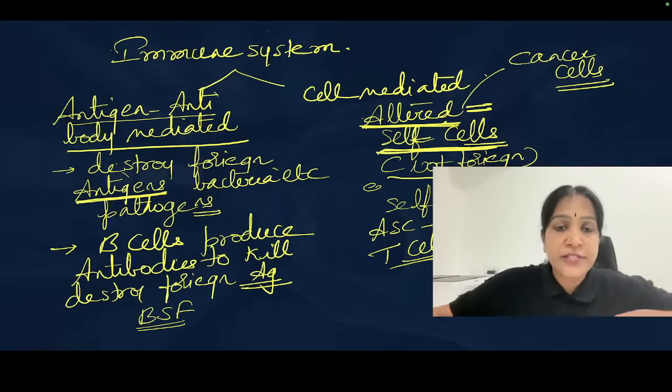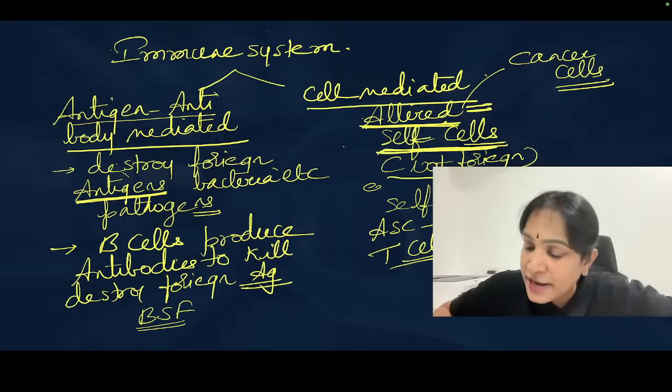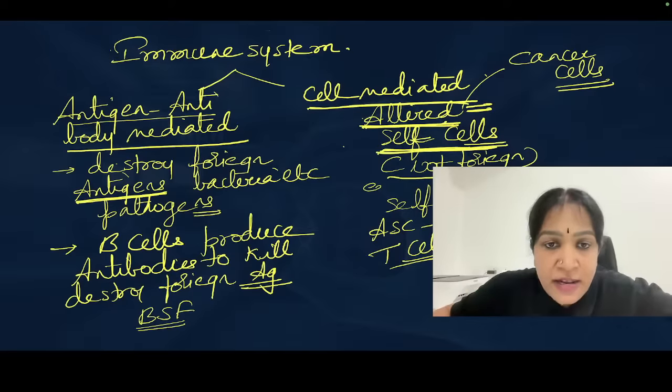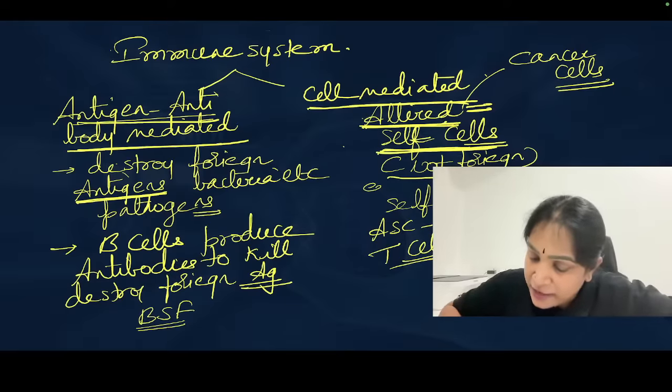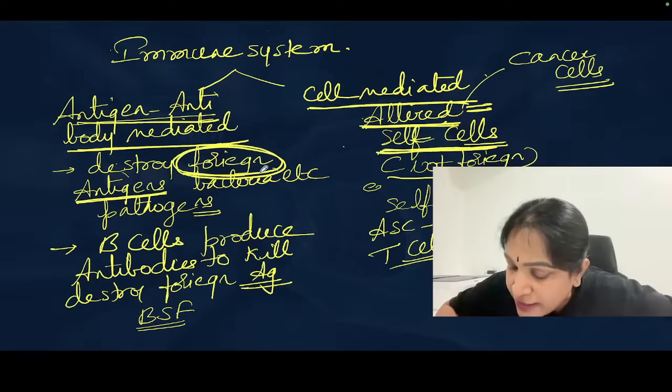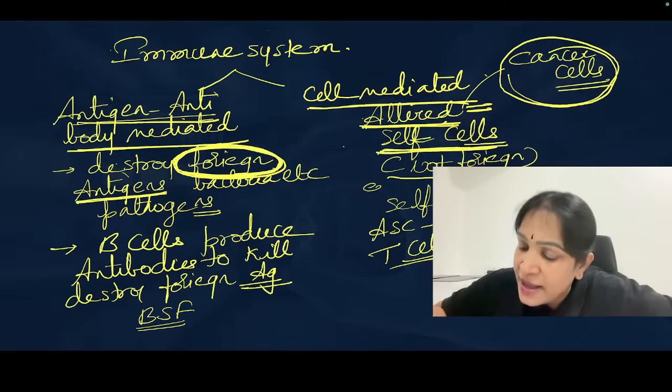If you get cancer, which immune system will protect you? Yes, if you get cancer, which immune system will protect you? Cell mediated immune system. What cells will kill the cancers? No, Ayushi, antigen and antibody mediated immune system will target the foreign antigens. Cancer is not coming from outside. Okay, cancer is destroyed by cell mediated immune system, T cells.